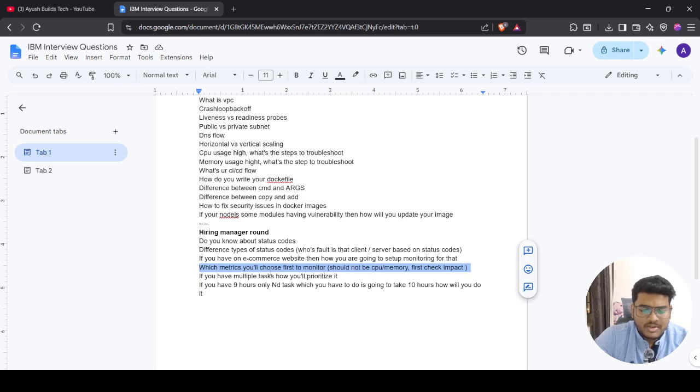The last question was: if you have 9 hours and you have 3 tasks, and all 3 tasks are going to take 10 hours, what are you going to do? Basically the answer was that you need to work in parallel. So these are some of the questions from both rounds.